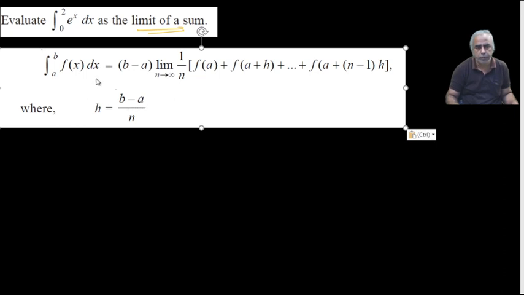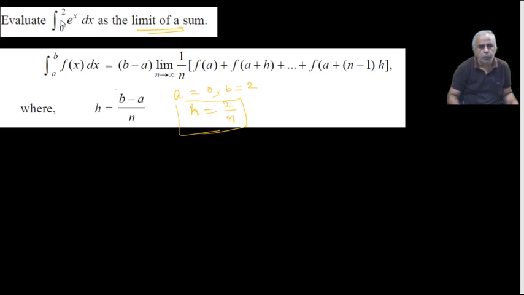Here a is equal to 0, b is equal to 2, therefore h is equal to how much? 2 minus 0, that is 2 by n. So this is h. Now let us substitute f of x dx. So instead of that, we have the integral from 0 to 2 of e power x dx, that is equal to, what is b?